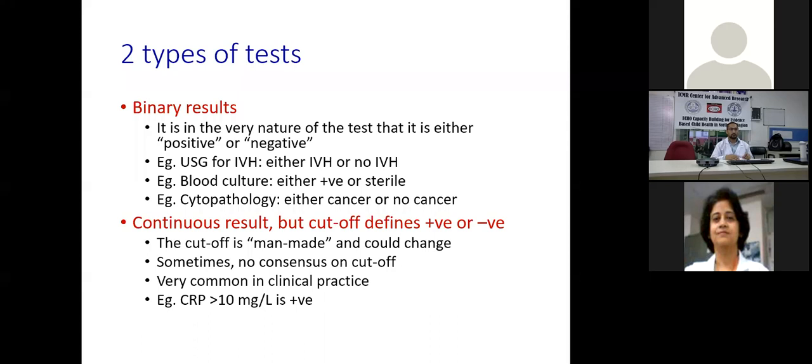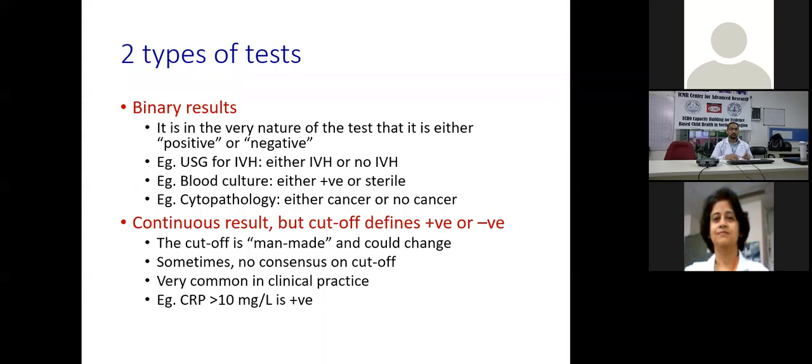On the other hand, there are other kinds of tests which have continuous results, but a cutoff defines what we call positive and what we call negative. The cutoff is man-made and could change over time. And sometimes there may be no consensus on the cutoff. So different researchers may actually end up using slightly different cutoffs. And these kind of tests are very common in clinical practice.